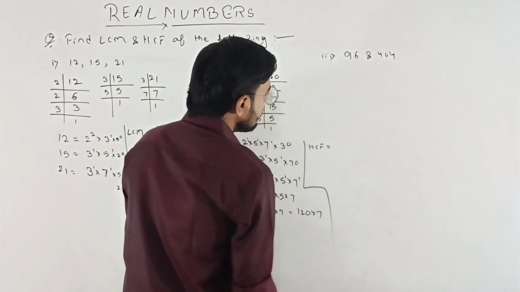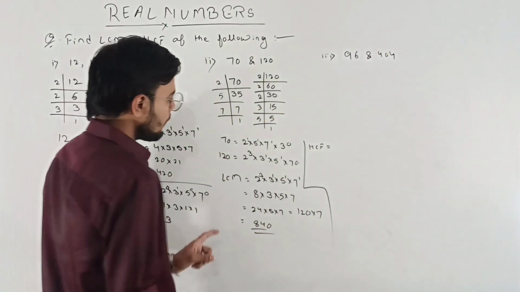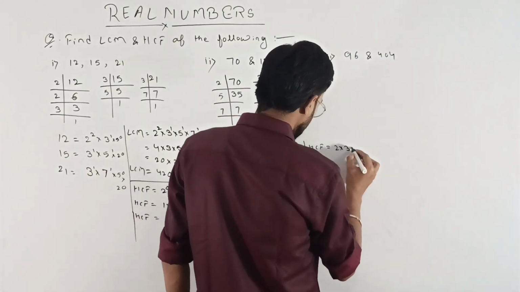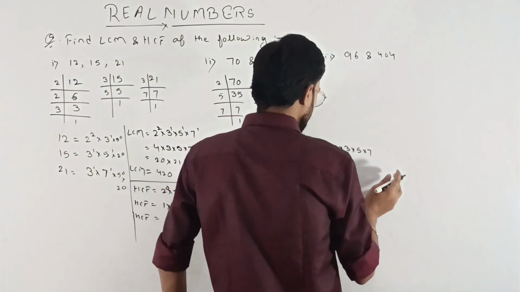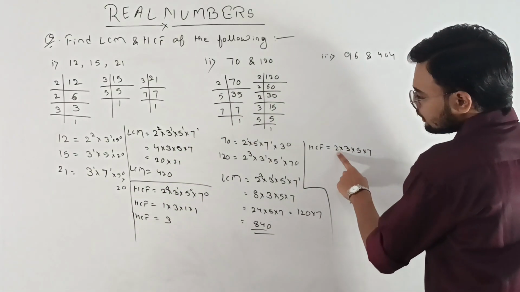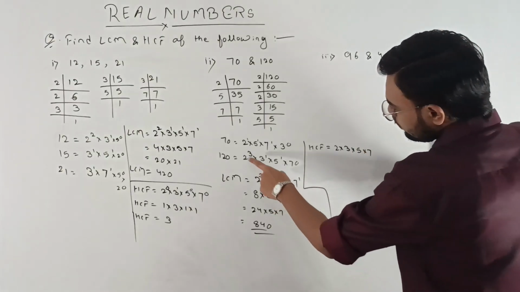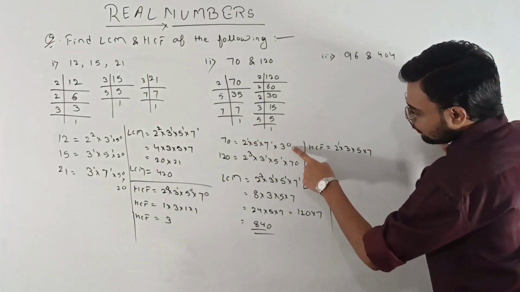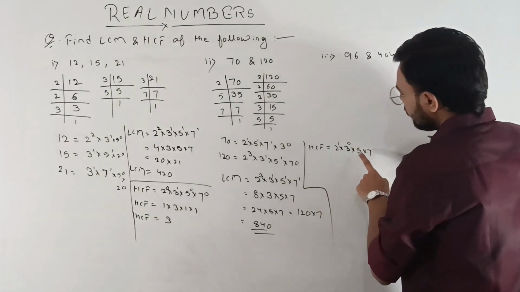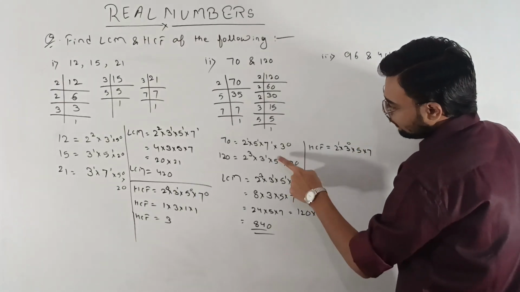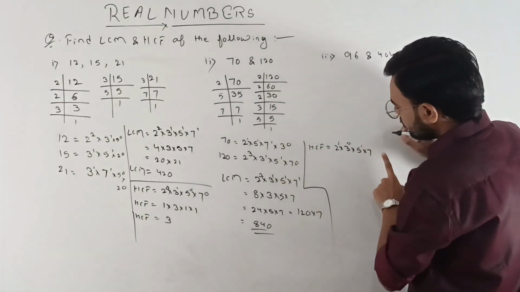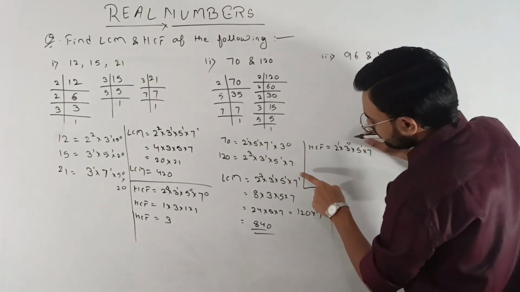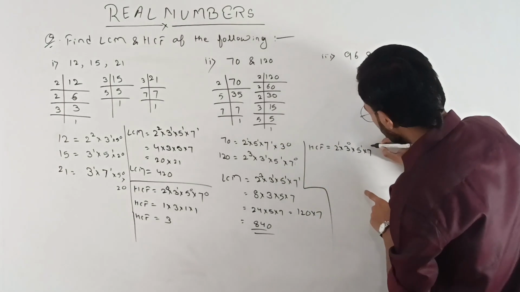For HCF we take the smallest power, so HCF is 2 into 3 into 5 into 7. The smallest power of 2 is 1. For 3, this is 0 and this is 1, so the smallest is 0. For 5, it is 1 and 1, so the smallest is 1. For 7, this is 0 and there is 1, so the smallest is 0.